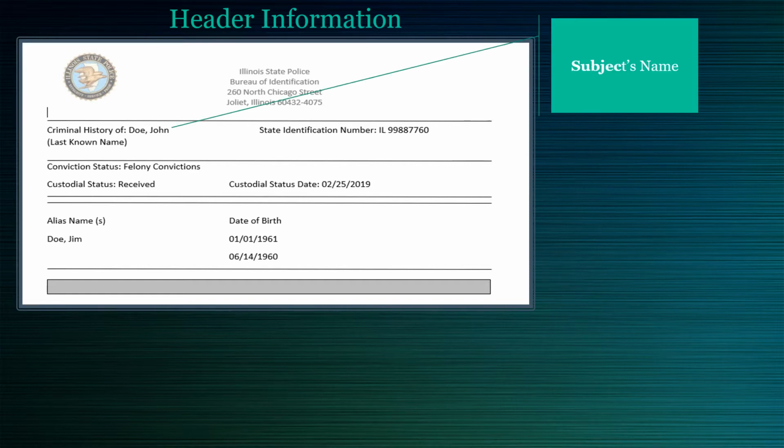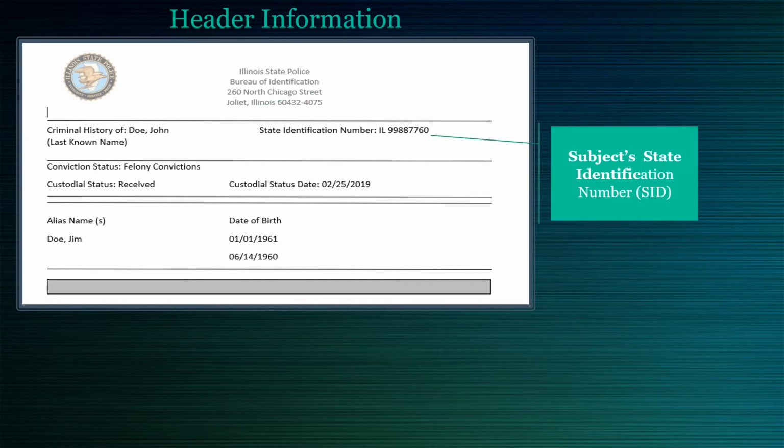First, we have the subject's name field. Notice the words "last known name" in parentheses. For those subjects using multiple names, this is the name the subject is most recently using and used at the time of his or her latest arrest event. The applicant name used will appear in the identifier section on the cover page, which will appear prior to the rap sheet in your response package.